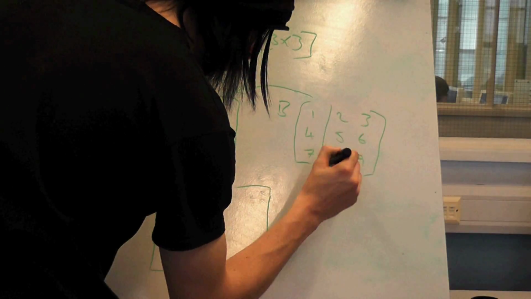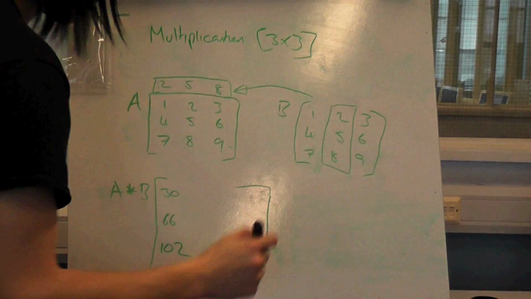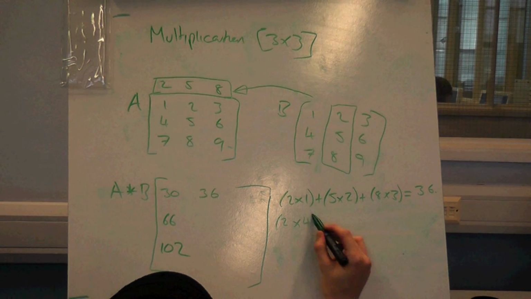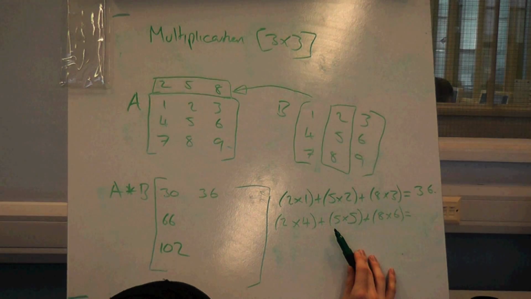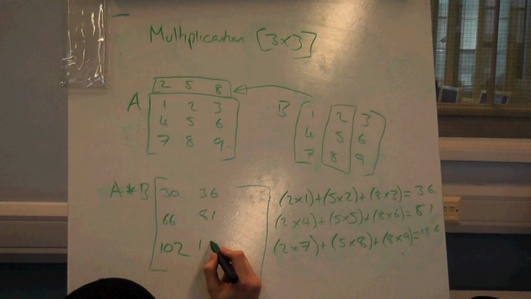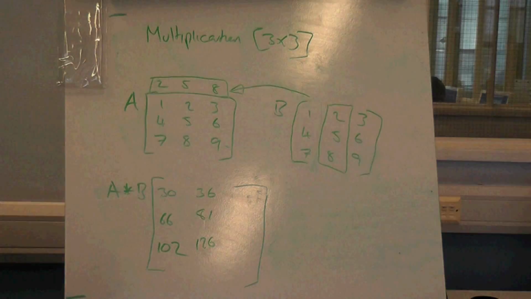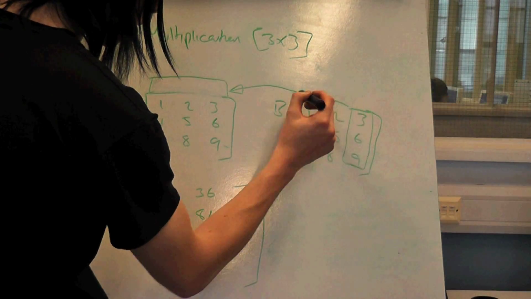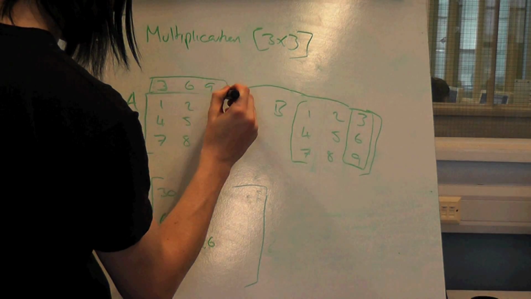We then, just as before, take the second column from B and repeat the process, giving us our second column of answers. And finally, do exactly the same for the third column.